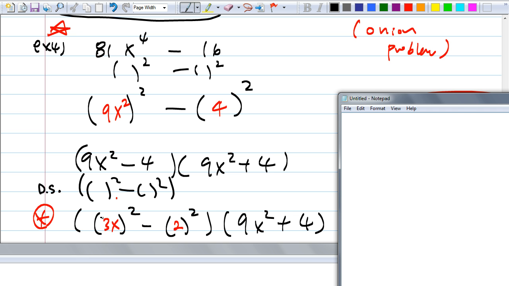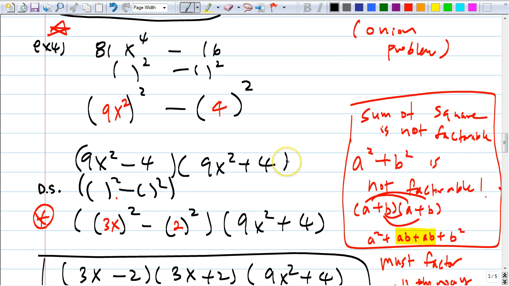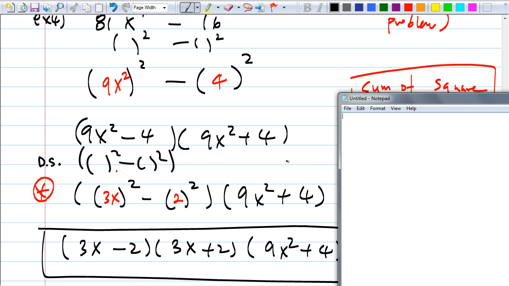I get what you're saying. I just can't put it into words. Okay, well, let's try it again. Your a is 3x, your b is 2, right? If I have a squared minus b squared, what does that become when you factor? a plus b times a minus b, right? So, what is going to be a plus b? 3x plus 2 times 3x minus 2. Yeah, just plug in a and b, that's all. Does that make sense? Okay.